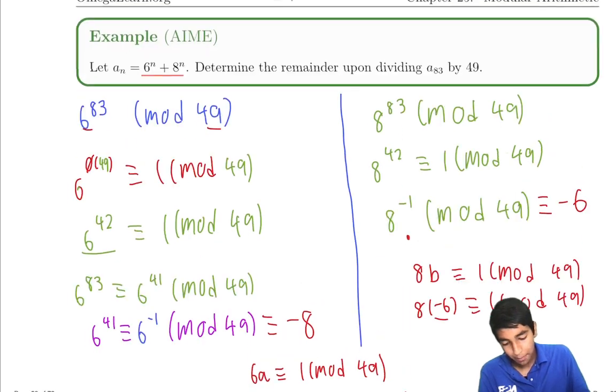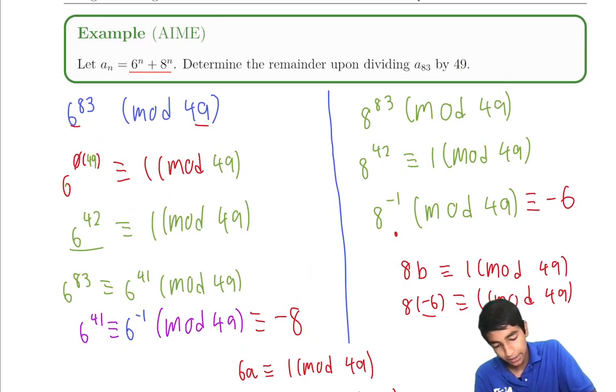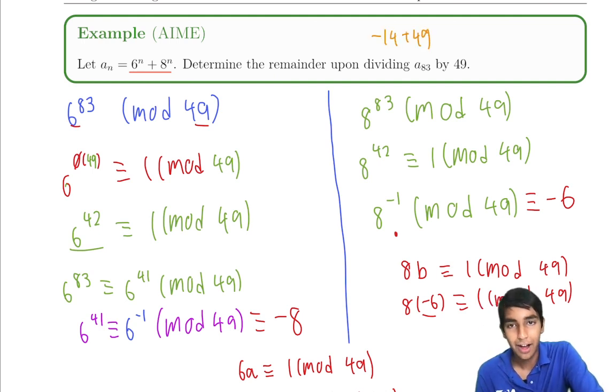So what happens if we add them up? We get negative 14. So the sum is negative 14. But that's not the answer. We always have to convert to a positive number. We add 49. Boom. 35. So the answer to this problem is just going to be equal to 35.